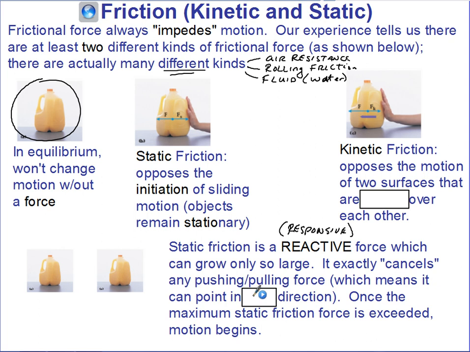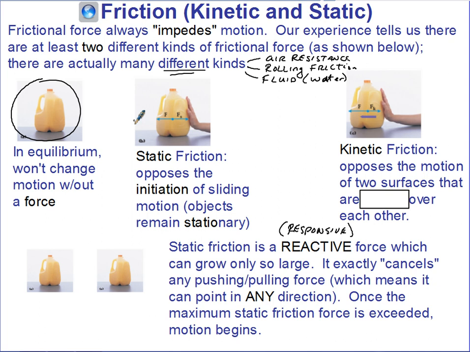Now that also allows it to point in any direction. If I try to push to the left here, static friction will point to the right. If I try to push towards the right, static friction will point towards the left. So it can really point in any direction. Once the maximum static frictional force is exceeded, we see that motion will begin.